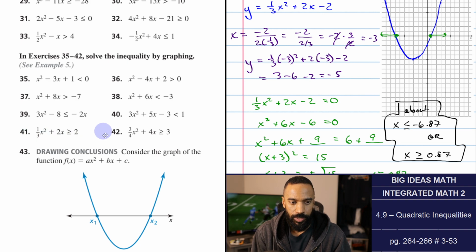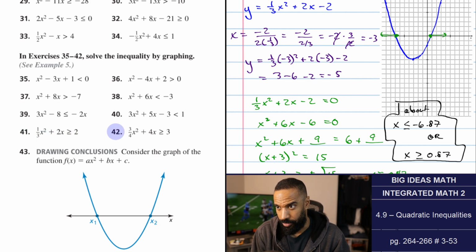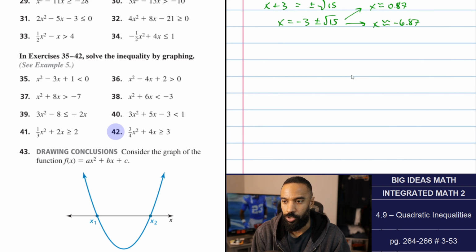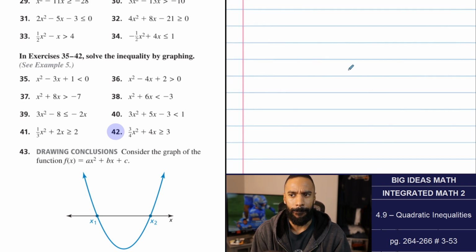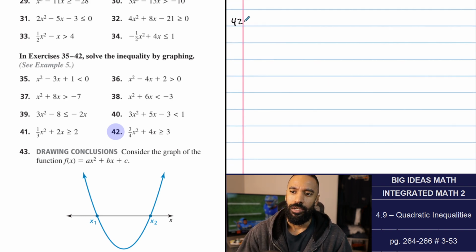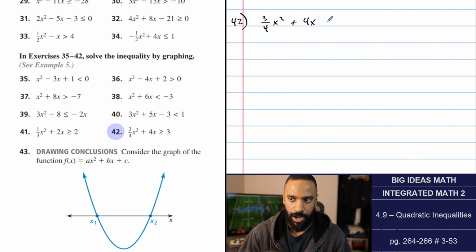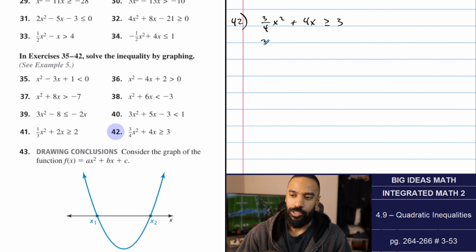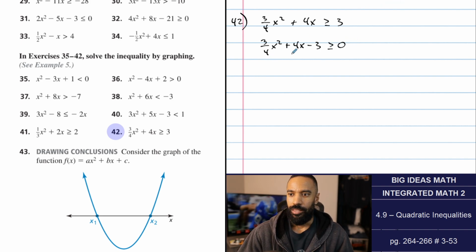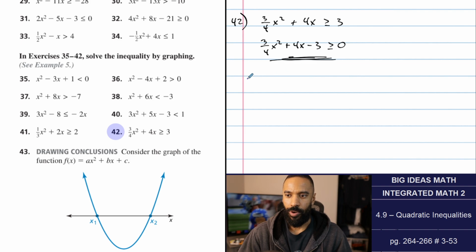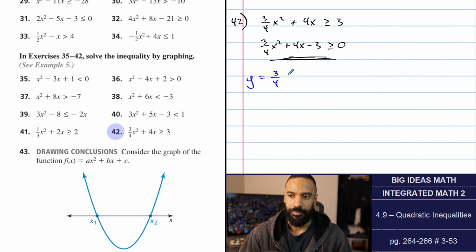Number 42, we don't do a lot of 3/4 stretch factors, but we'll deal with it. I do wonder if there's factorability. Number 42, 3/4 x squared. My only hope is the vertex has integer values. From there, I can deal. You know what I'm saying? Subtract 3 over. That's what we're going to pin things against, because we're going to be graphing y equals that.